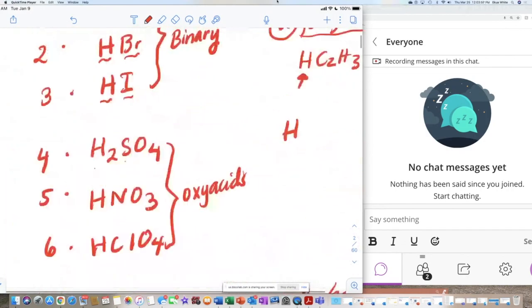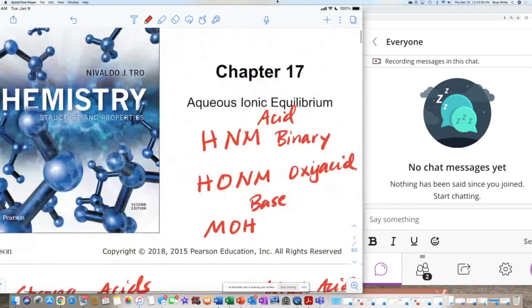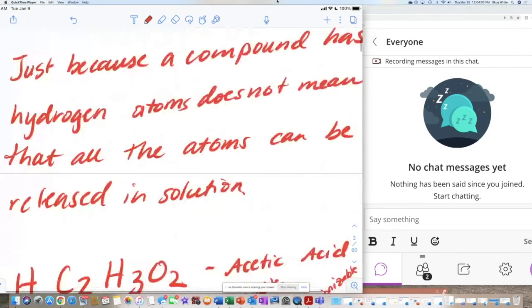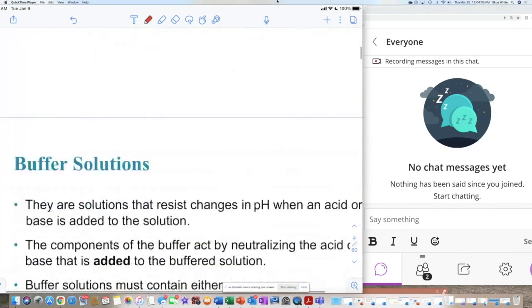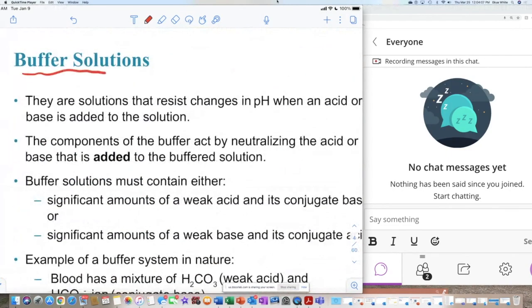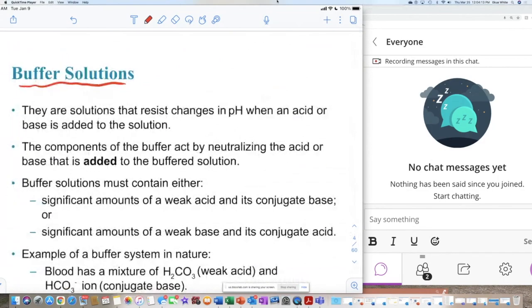This chapter is called aqueous ionic equilibrium. So we're moving on from what we covered in the last chapter. It talks about buffer solutions, so we're going straight into that. What exactly is a buffer solution? When we say buffer solution, what does this mean? It says here, these are solutions that resist changes in pH when an acid or a base is added to the solution. If you've taken biology class, you have learned about a buffer.